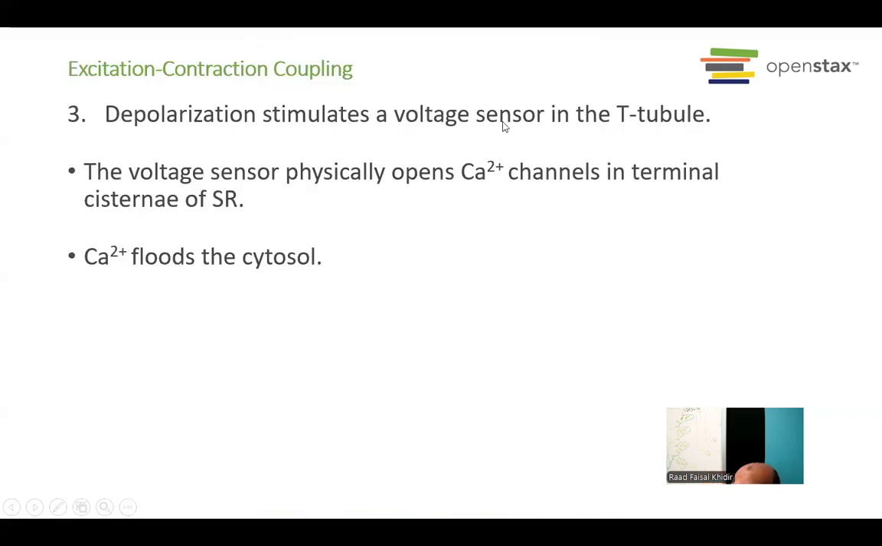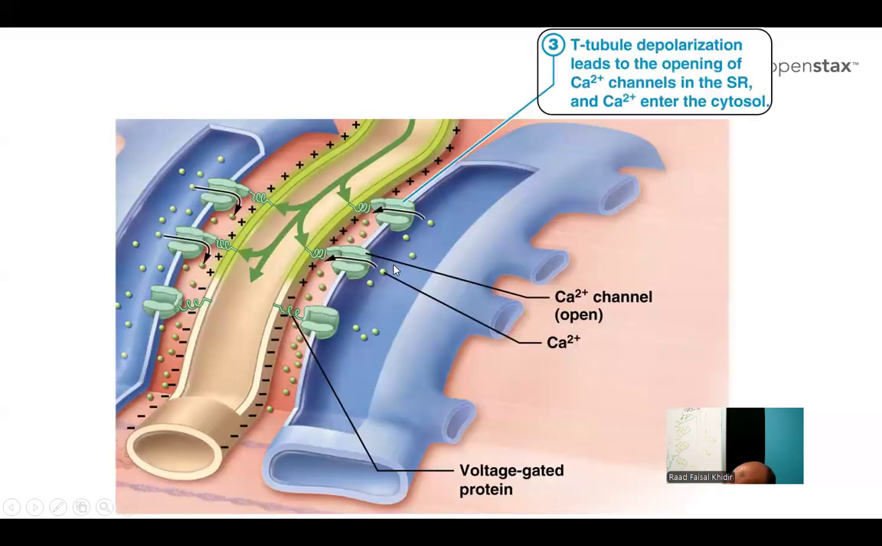Then the depolarization will stimulate a voltage sensor in the T-tubule, and the voltage sensor would physically open the calcium channels in the terminal cisternae of the sarcoplasmic reticulum, and the calcium would flood the cytosol. The T-tubule depolarization leads to the opening of the calcium channels in the sarcoplasmic reticulum, and the calcium would enter the cytosol.